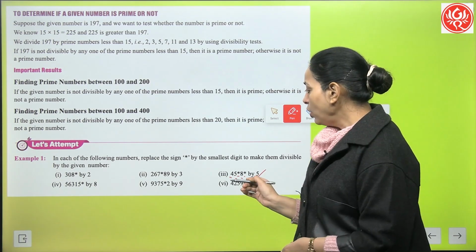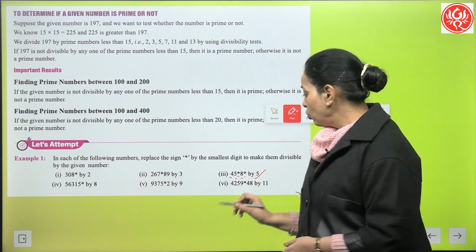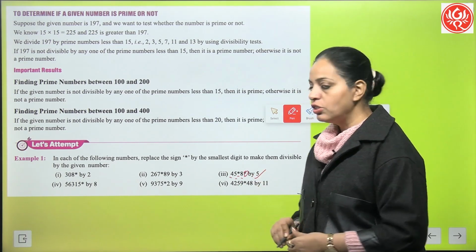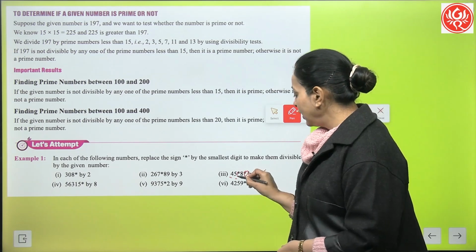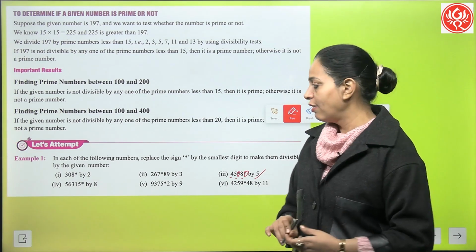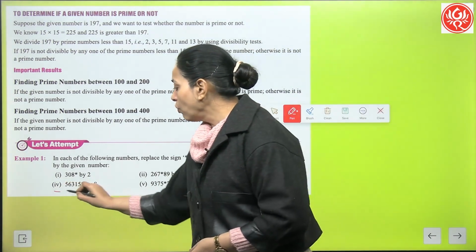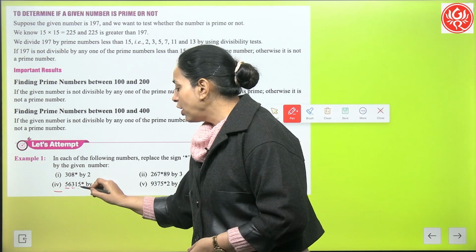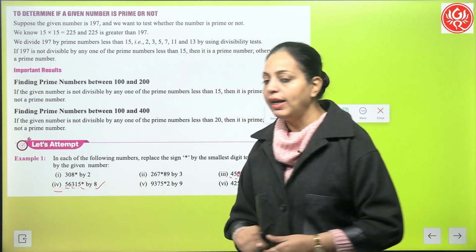Okay. Now the next third part, 4 5 dash 8 dash by 5. So here we have to write the smallest digit. तो लास्ट में तो क्या होना चाहिए? 0. और यहाँ पर भी हम क्या लिख सकते हैं? 0. Okay, we have to write the smallest digit. Fine. Now the fourth one, 5 6 3 1 5 dash by 8.